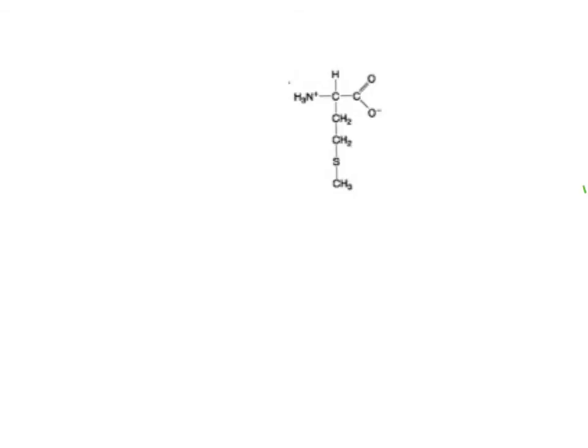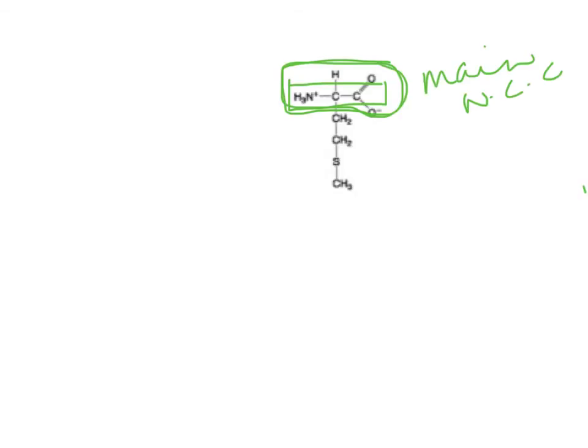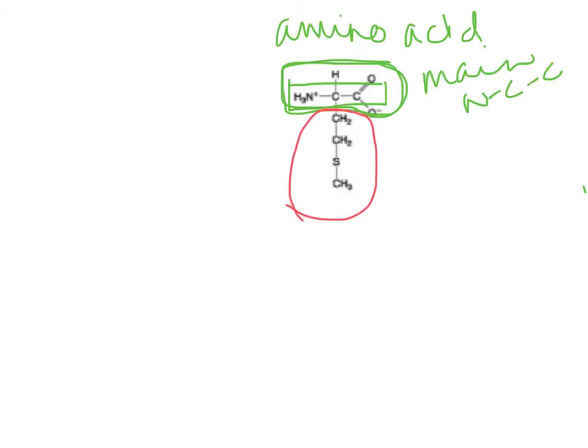So what about this guy? What do we think? Okay, first, if we had other molecules, we'd say, I see an N, a C, and a C. Okay? So that means this whole part is the main NCC of our amino acid. We'd say amino acid. Which means what? This is the side chain. Yes? Yes. So we go through our list.